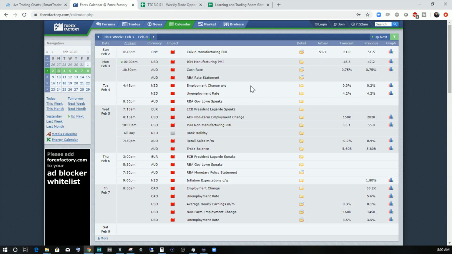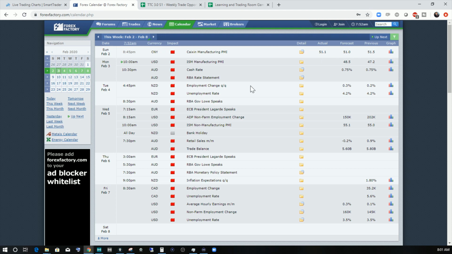Also, we've got the New Zealand employment change and unemployment rate. We'll take a look and see that. To me, that's not going to be a big price mover. It may create some volatility, but it's not going to be a jump in the market. We also have RBA Governor Lowe speaking at 8:30 on Tuesday as well. But I think it comes down to the ADP numbers. ADP numbers on Wednesday are going to give us an indication of what the non-farm payroll is going to set the tone at.